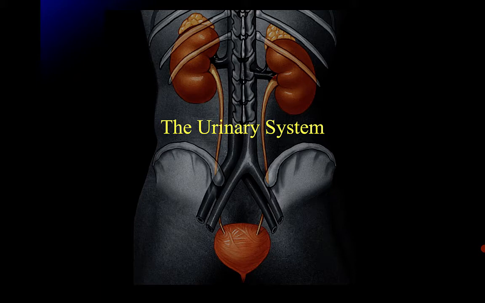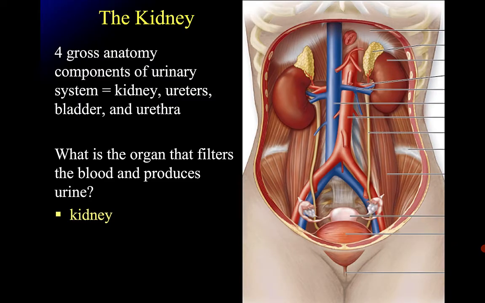We're going to be taking a look here at the gross anatomy and microscopic anatomy of the system that removes waste from our blood to produce urine. And we're going to begin here with this idea that there are only 4 gross anatomy components to the urinary system. As far as gross anatomy, at least the basics of it, it's really simple.